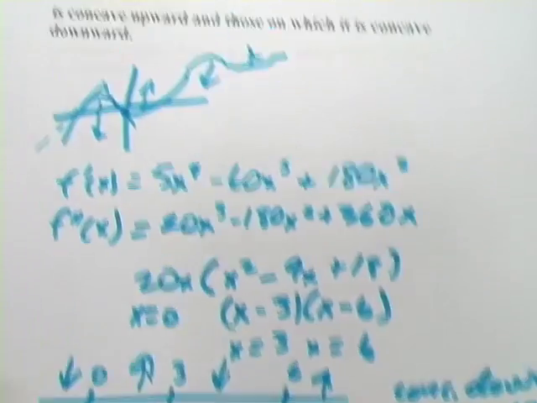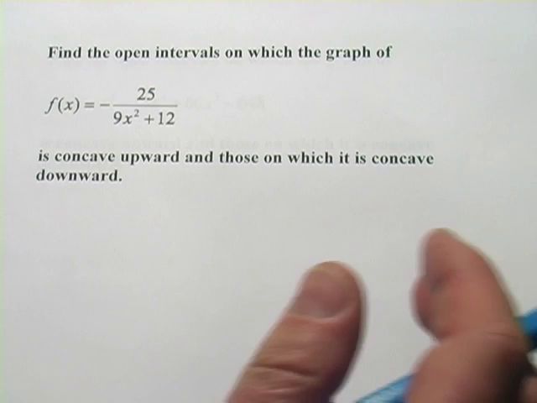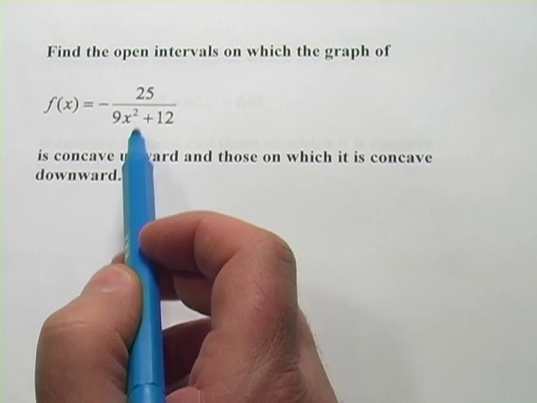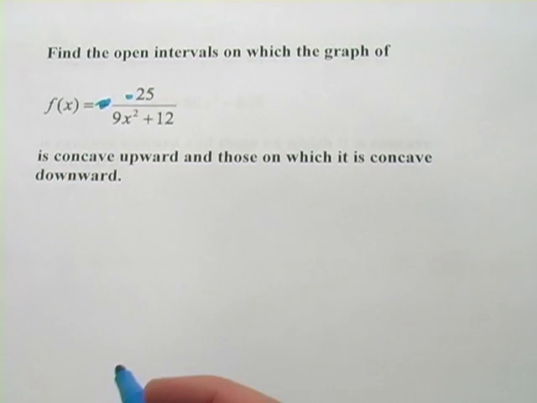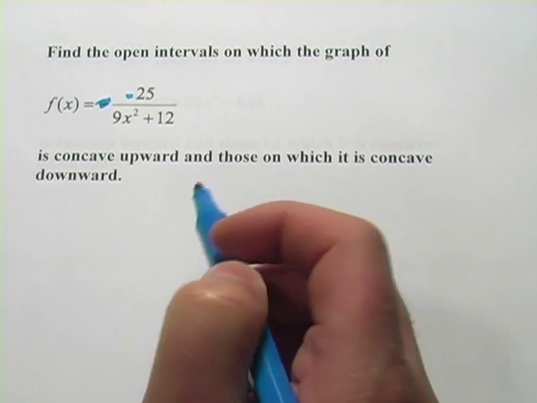All right, let's try one more. This time I think we're going to start with a rational function, just to add a little extra challenge. So we want to take the second derivative of this thing. I've got a negative sign out there. I'm going to put that negative sign on the 25 so I don't lose track of it. And I think I'll use the quotient rule on this one.